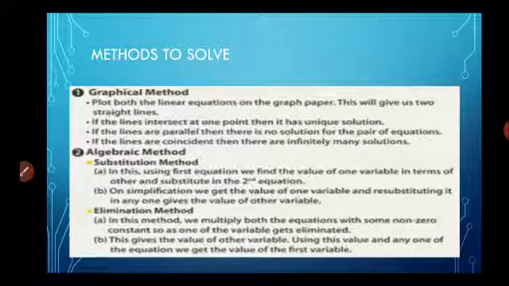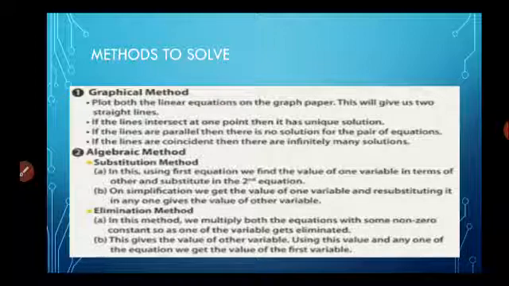First is the graphical method. We have to plot both the linear equations on the graph paper. This will give us 2 straight lines. If the lines intersect at one point, then it has a unique solution, as we already know, and the value of x and the value of y we can get from the coordinate plane. But if the lines are parallel, then there are no solutions for the pair of equations, and if the lines are coincident, then there are infinitely many solutions, as we have seen previously.